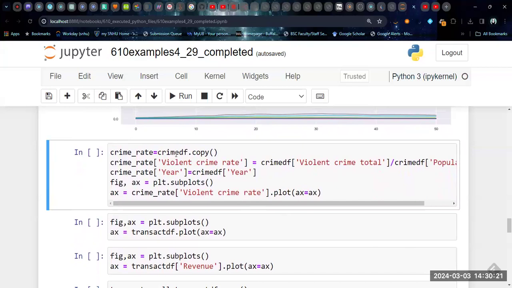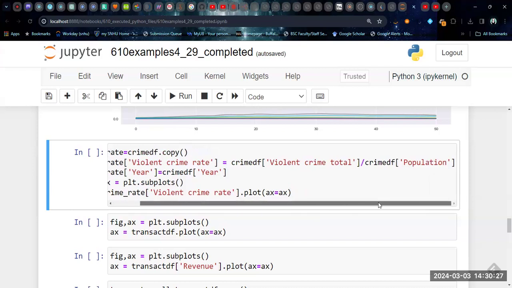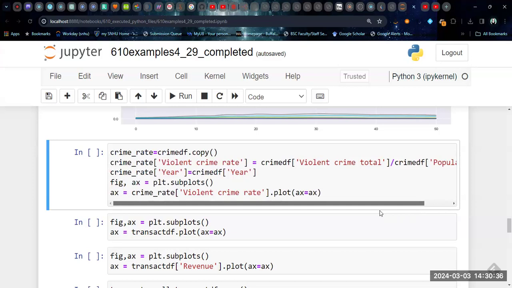All right, now we're going to create a copy of my crime data, and I am going to, again, make these rate calculations. So I'm going to take my violent crime total and divide it by the total population. Again, ideally, you would want to do this for all of the variables in your data set. We're just going to worry about one of them, and then plot the result in a subsequent graph. We're going to use the year variable and the violent crime rate variable in our plot.